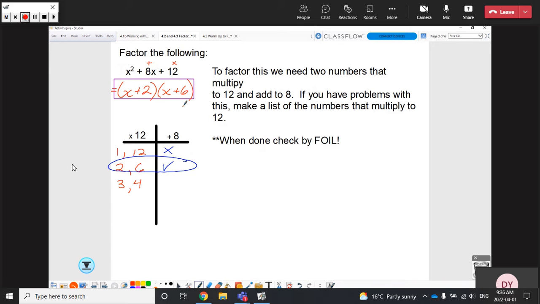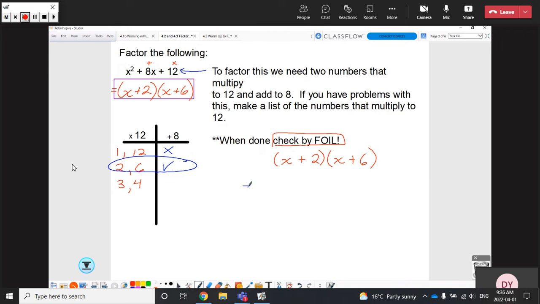It says, when done, check by using FOIL. Okay, no problem. We're going to take our answer, our x plus 2 and the x plus 6. And what we're hoping happens is that after we FOIL these factors, we're going to multiply the two binomials, and we're hoping that our answer is the exact same as the original question, because that'll solidify that these multiplying binomials here are equivalent to the trinomial.